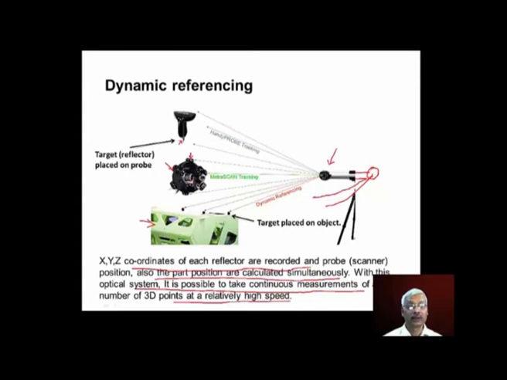high speed. As the probe is moved around the workpiece for measurement, there is a dynamic locking between the probe and the workpiece because of the dynamic referencing, and when the probe moves, the distance moved is calculated, and hence the measurement is made.